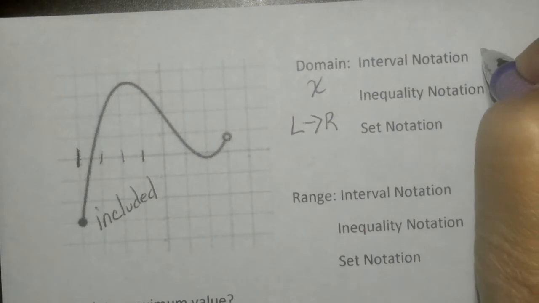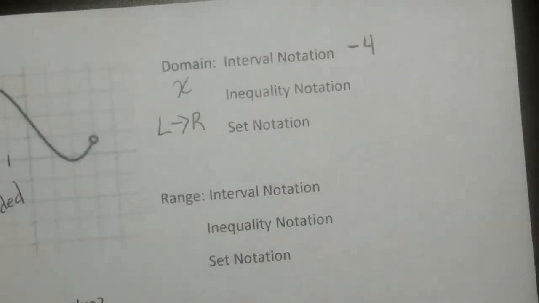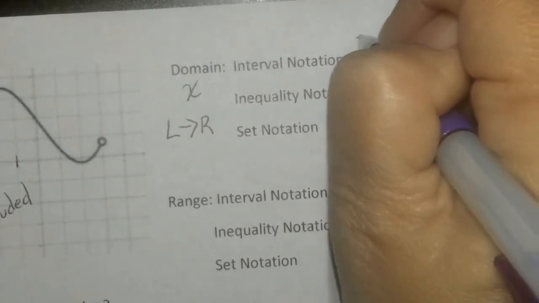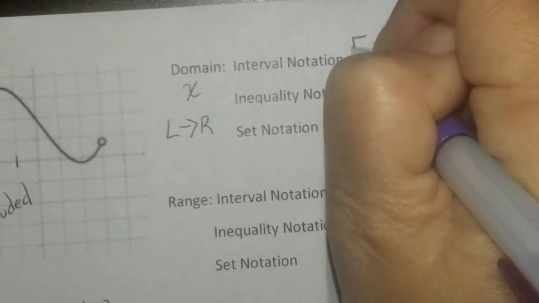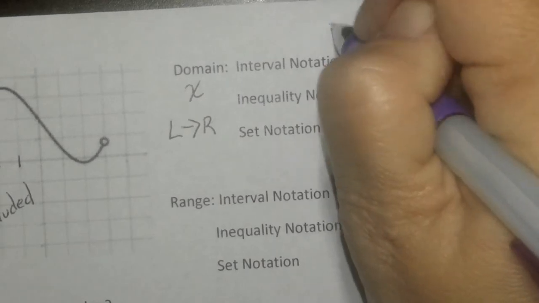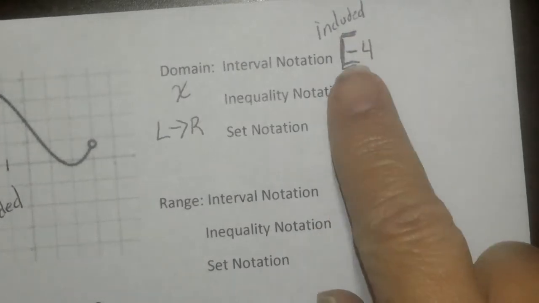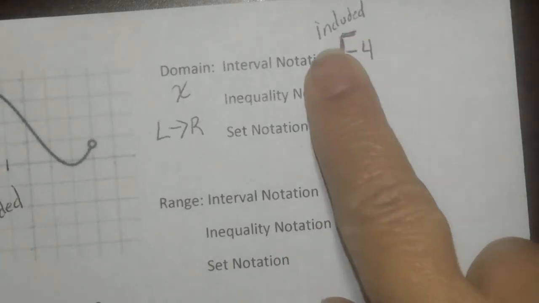So my lowest x value that is graphed is -4. And that is included, so that gets the bracket. The bracket is what indicates that the endpoint is included. So a bracket because it's included.